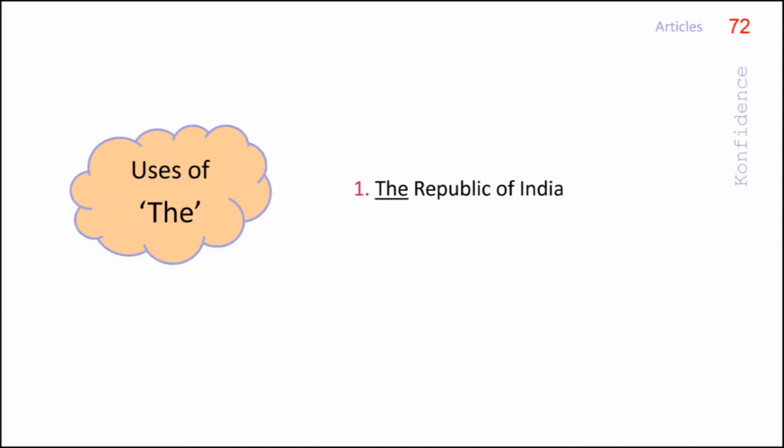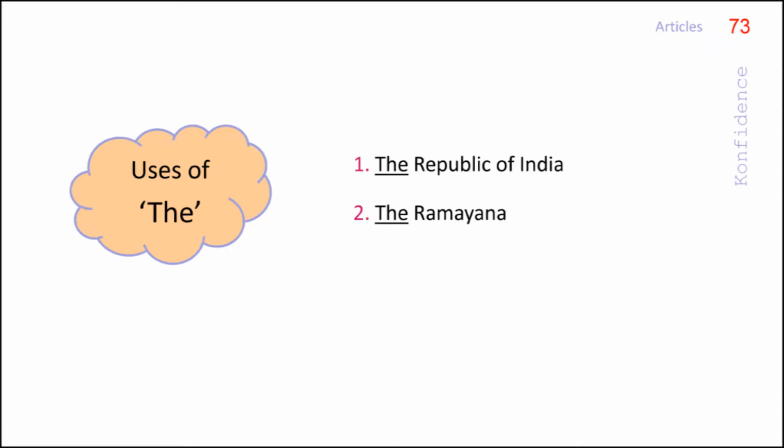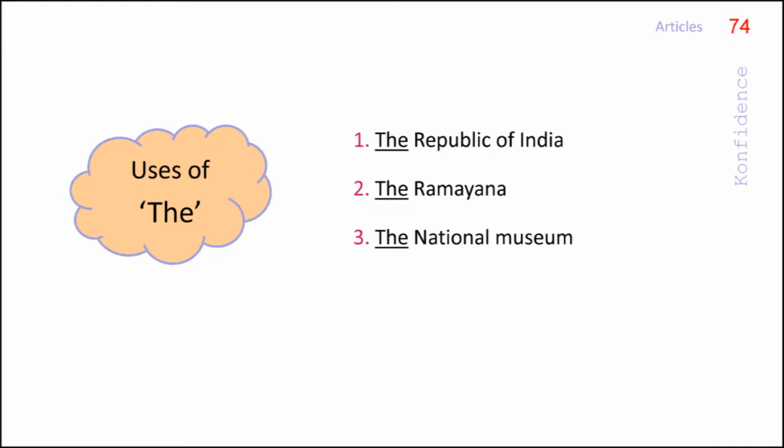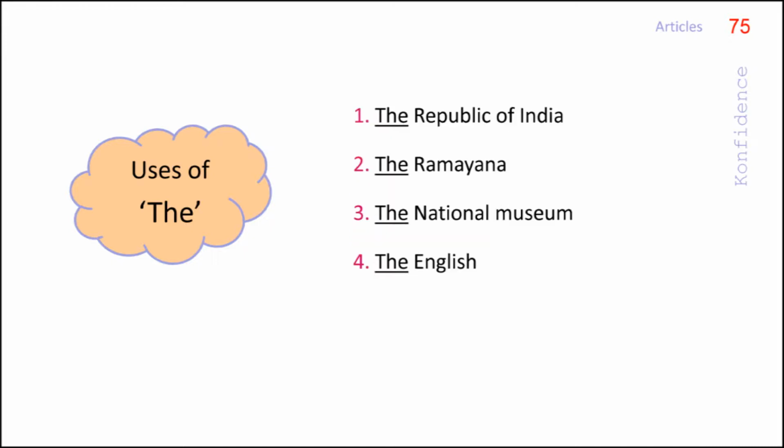Look at the examples. If the name of the country is preceded by the word kingdom, republic, or federation, the must be used before it. Look at example 1. The names of certain books, especially holy ones, take article the before them. See example 2. The must be placed before the names of public building, institutions, associations, etc. Example 3 shows this. When we refer to people of a country, the must be used. See example 4.